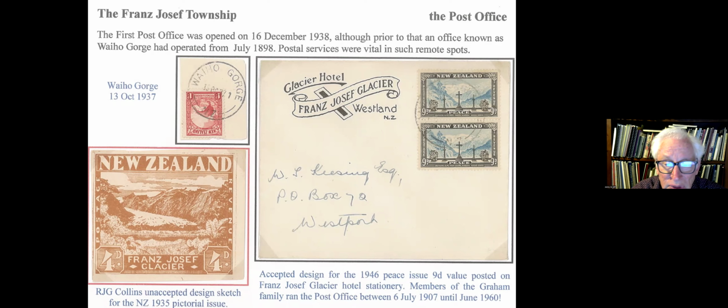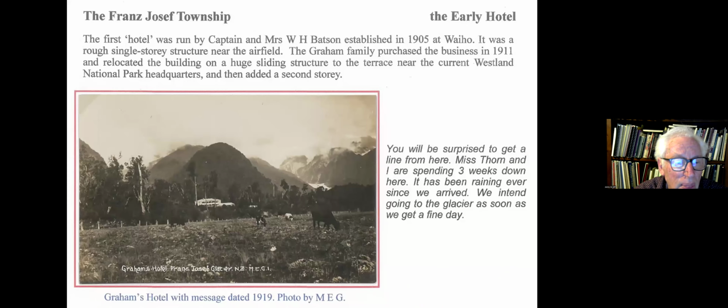The post office itself was run by the Graham family, and they owned the hotel as well. They were there from 1907 to 1960, the family, not this one person all of the time, and the Grahams were guides and photographers as well. This is Graham's Hotel, in the background here. Just a single story building, and it was relocated. They put it on a slide and shifted it up a hill onto this area over here.